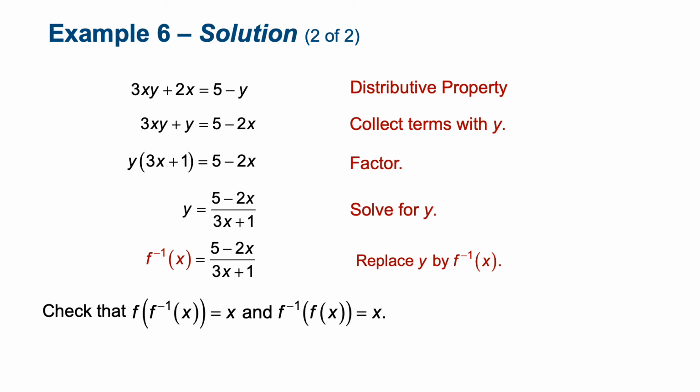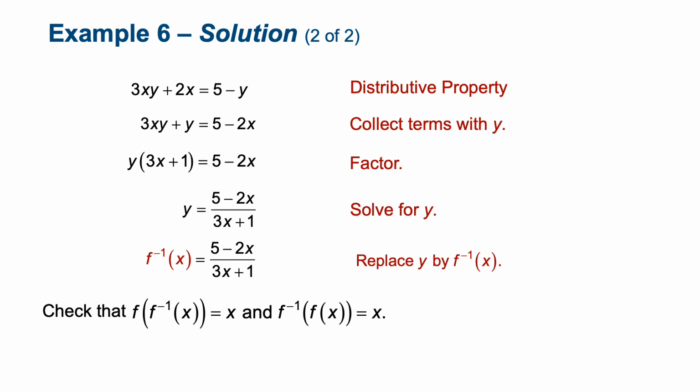Now that I've solved for my new y, I replace this y with f inverse. Then f inverse of x is equal to 5 minus 2x over 3x plus 1. And I can let you check this to see if it's correct.